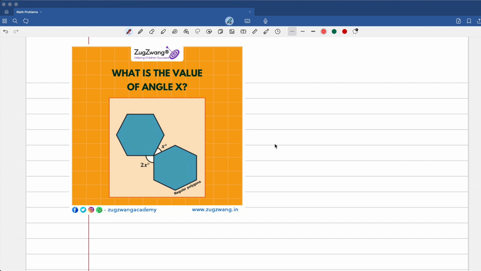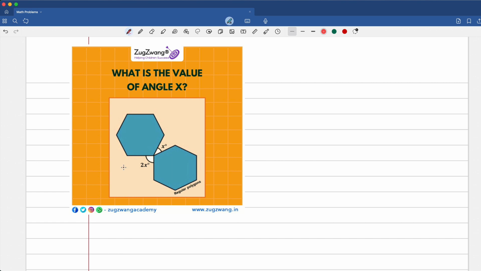You have regular hexagons. What is a regular polygon? A regular polygon is something where every single internal angle of that polygon is equal. So an equilateral triangle is a regular polygon. A square is a regular polygon. The sides are equal and the angles are equal, and that's when it is a regular polygon. In a pentagon, it would be 5 sides equal and 5 angles equal. So what we have in front of us is 2 hexagons, and you need to find out what the angle is.